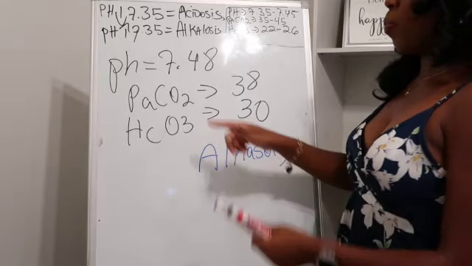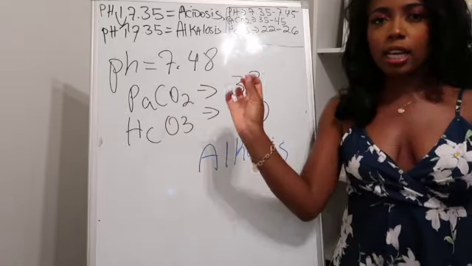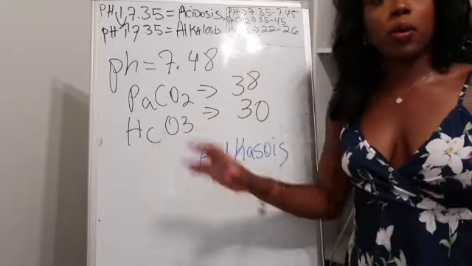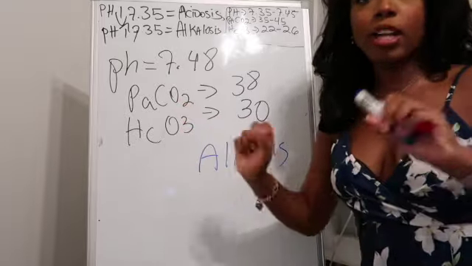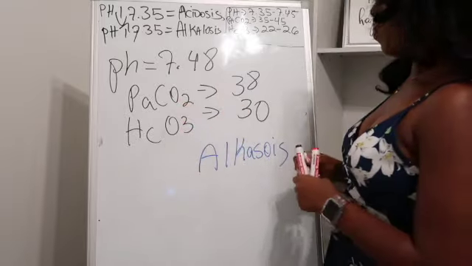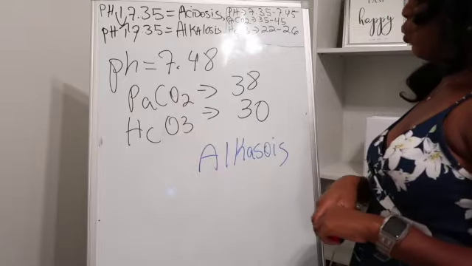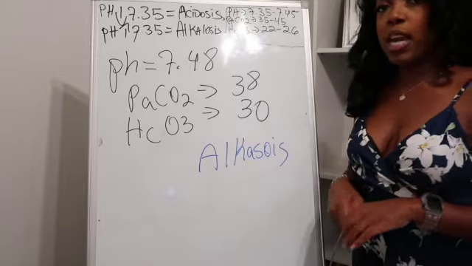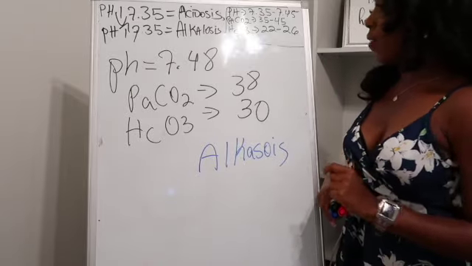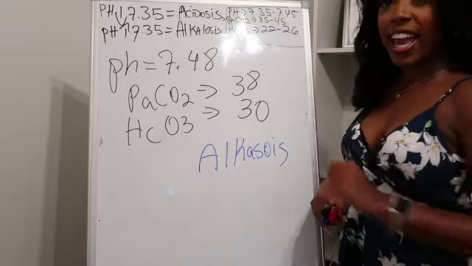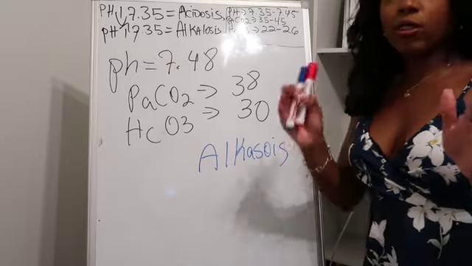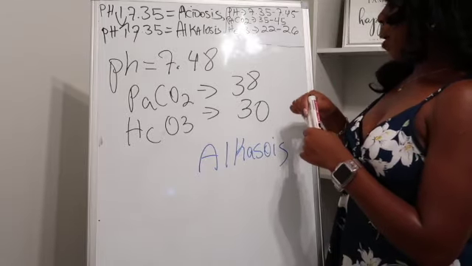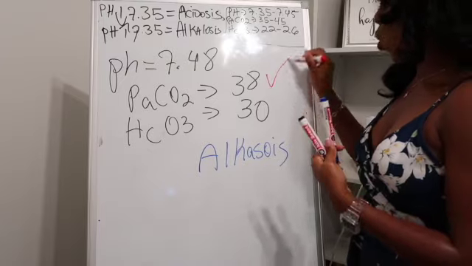And how do we know? Remember, PaCO2, we automatically match it with the lungs. So it's already automatically matched with respiratory. HCO3 is already matched with the kidney, so we already know that's matched with metabolic, okay? So let's look at the PaCO2. What's the normal value for PaCO2? The normal value for PaCO2 is 35 to 45. PaCO2 is 38. Is that within the normal value of 35 to 45? Yes, this is within range. So our PaCO2 is normal, okay?